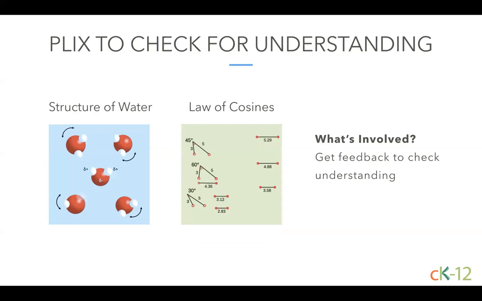In some PLIX like these, students can get feedback to checking their understanding of a concept. The structure of water PLIX allows students to rotate water molecules to form hydrogen bonds. In the law of cosines PLIX, students find the missing side lengths of triangles using the law of cosines. These PLIX could be used as a review of a concept, so students can see how well they understand a concept before an assessment.